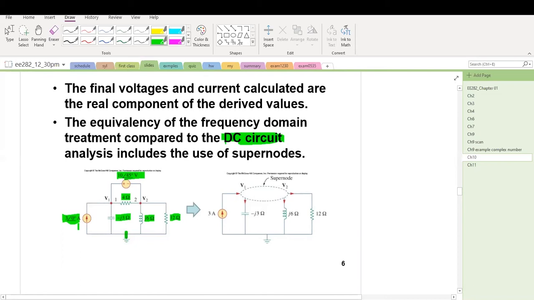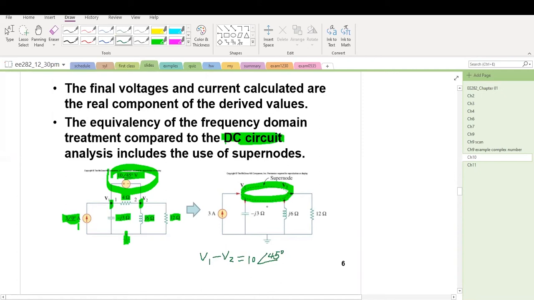First of all, we define a reference node here, and then we apply the nodal voltage. There are 2 nodes here, V1 and V2. And then we apply the KCL on each node. In this case here, there is a voltage source involved. We need to form a super node here. Then we will have V1 minus V2 equals 10 at 45 degrees. Everything here is complex. And then we apply the KCL on this supernode.